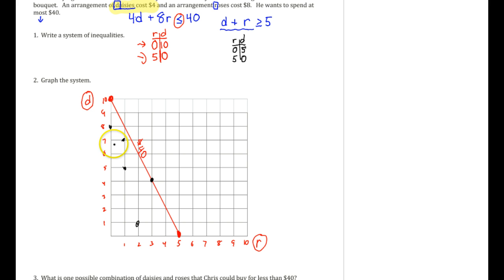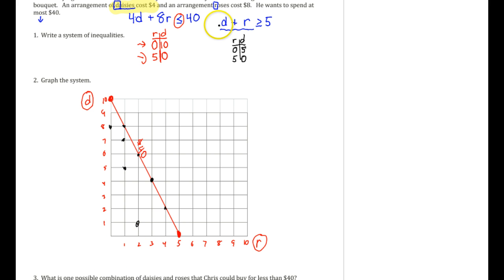all the combinations. Instead of me just asking you, give me all the possibilities that are less than $40, and you just trying to figure them out by multiplying by 4 and multiplying by 8 and adding it up over and over and over. Here you can see all the combinations. Anything on the line costs exactly $40, and anything below the line is less than $40. So you can afford all these for $40.